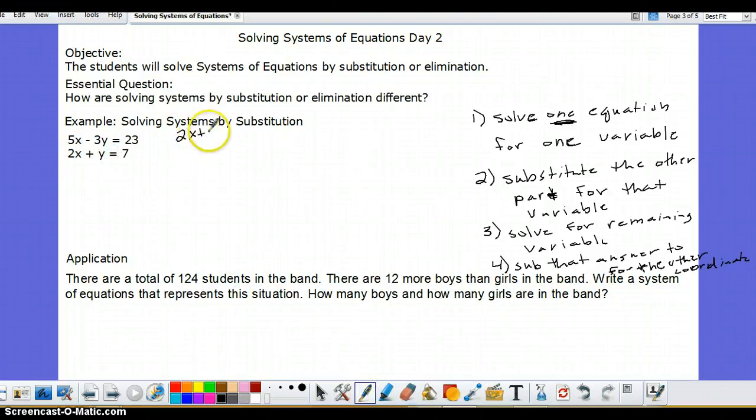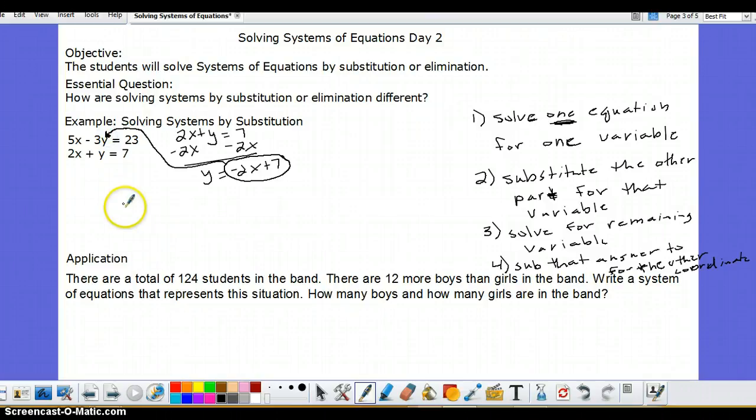So we have 2x plus y equals 7. To solve this for y, we just subtract 2x from both sides. So we get y equals negative 2x plus 7. I then want to take this part and this part only, and I'm going to put it in for y right here in this other equation. So when I do that, I get 5x minus 3. Instead of y, we're going to put this in. So negative 2x plus 7 equals 23.